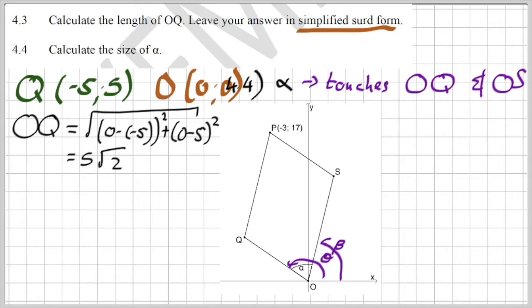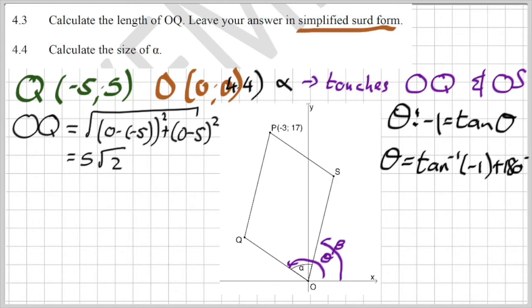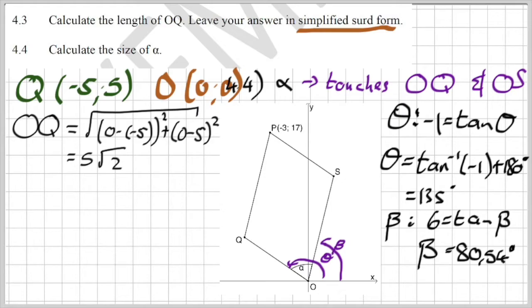Fortunately for us, to get theta, I already have the gradient. So that is negative 1. Putting it into the inclination angle formula, if I solve for theta, then I have tan to the negative 1 of negative 1 plus 180 degrees, which gives me 135 degrees. That is now theta. Beta is 6 tan beta. Okay? So in other words, beta is 80,54.